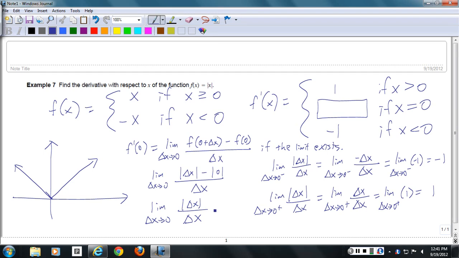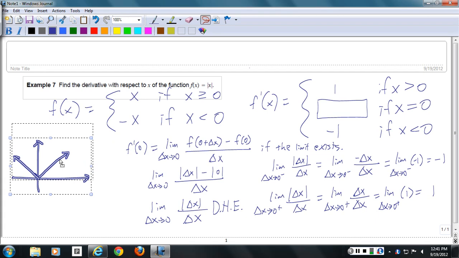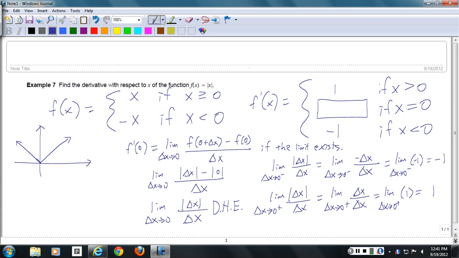So the two-sided limit, let's go with a capital D, capital N, capital E, it does not exist. So we have the graph of the absolute value function. Let's consider alongside that, or below that, the graph of its derivative.